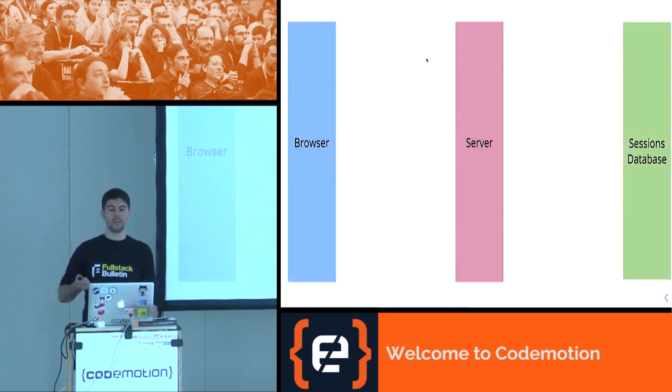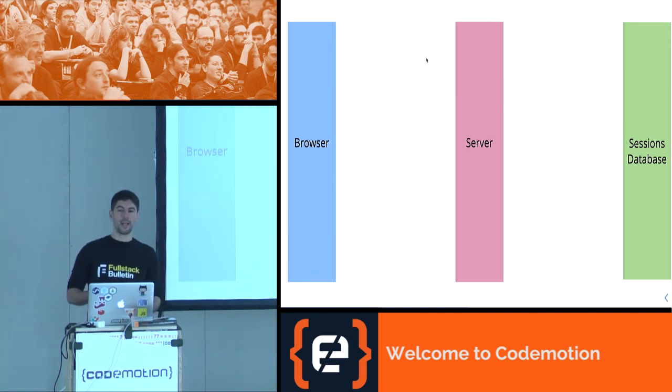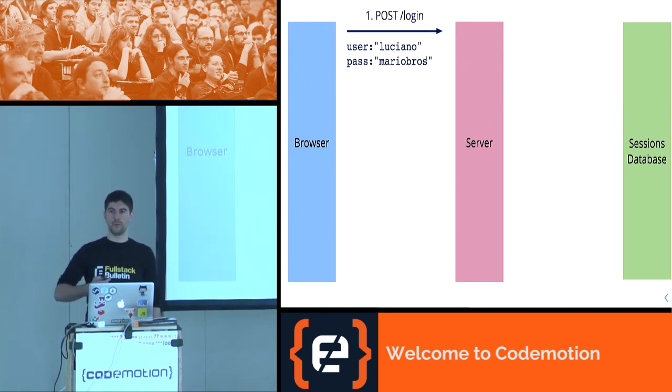We have three entities. One is the browser of the user, then there is the server, and then there is a session database. Now imagine that we are in an application where we have to provide a login, right? That's why we need a session. So typically there is a user through the browser trying to do the login.